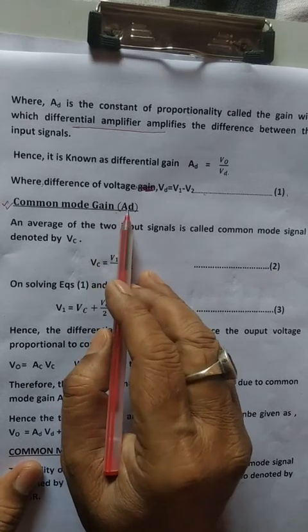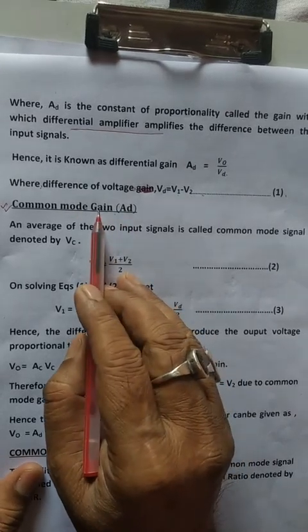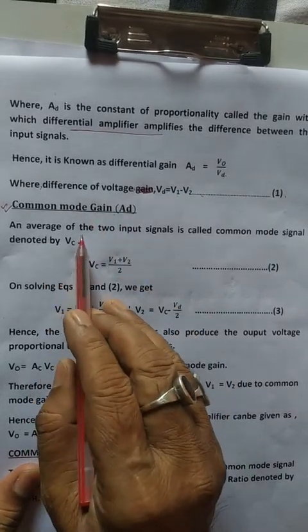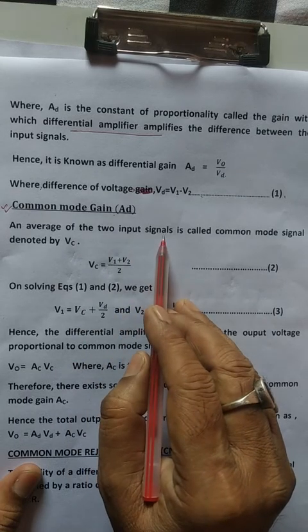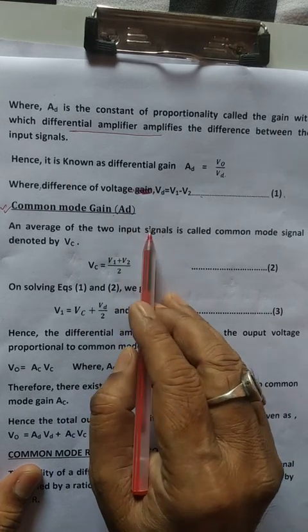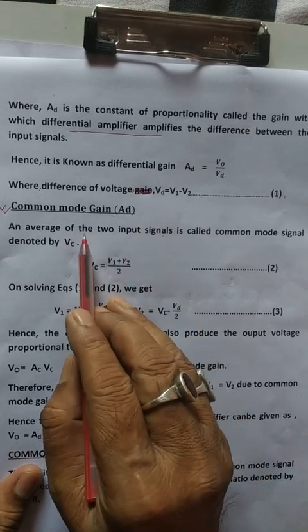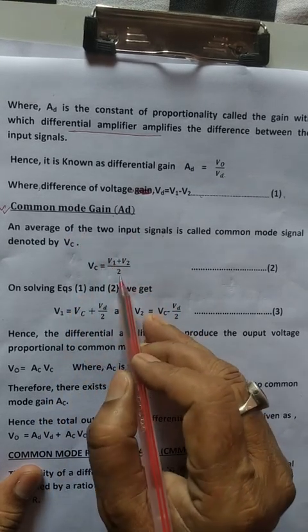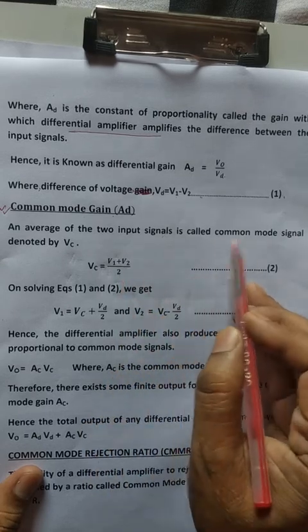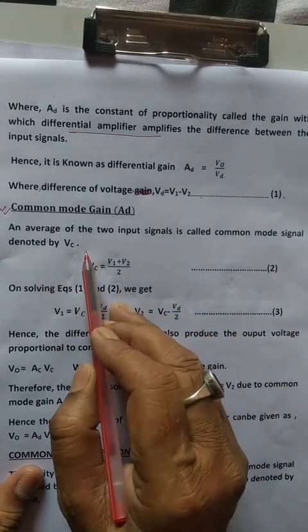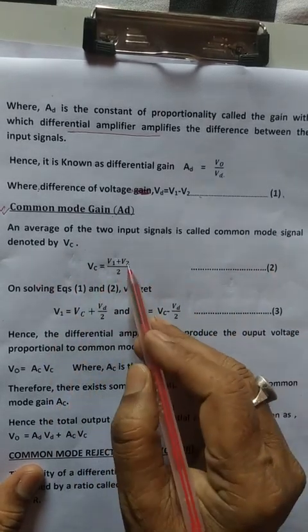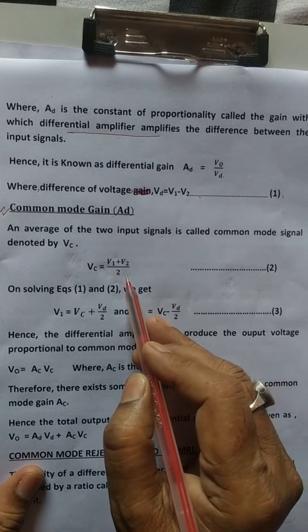As its name implies, common mode is an average of the two input signals. First input signal is V1, second input signal is V2, and we get the average. Average means sum up divided by 2. It's called the common mode signal, denoted by VC. So VC is equal to (V1 plus V2) by 2.